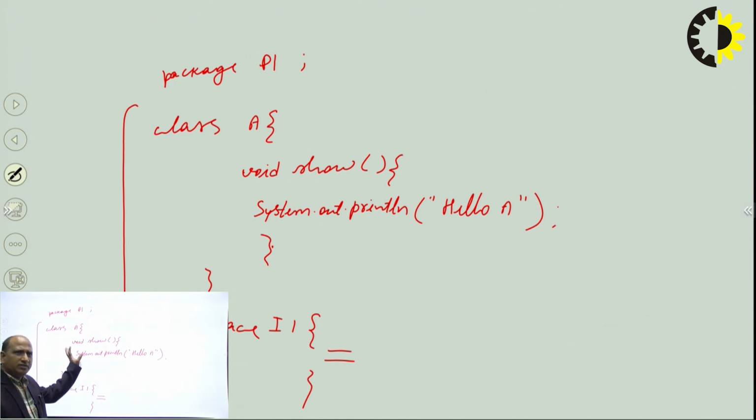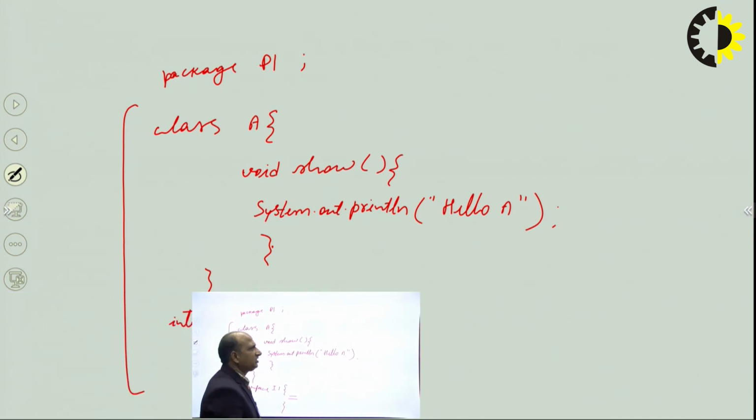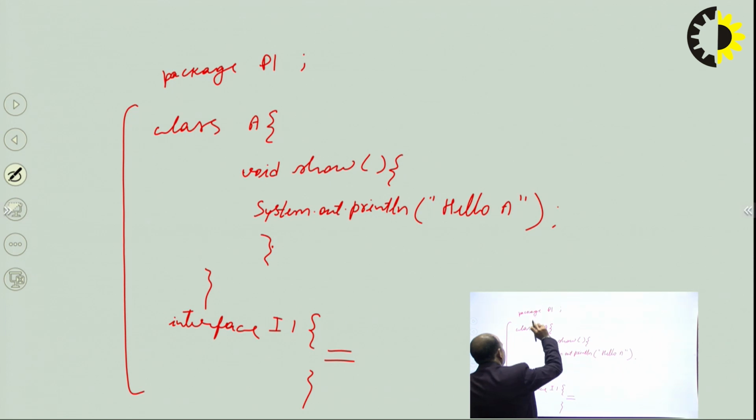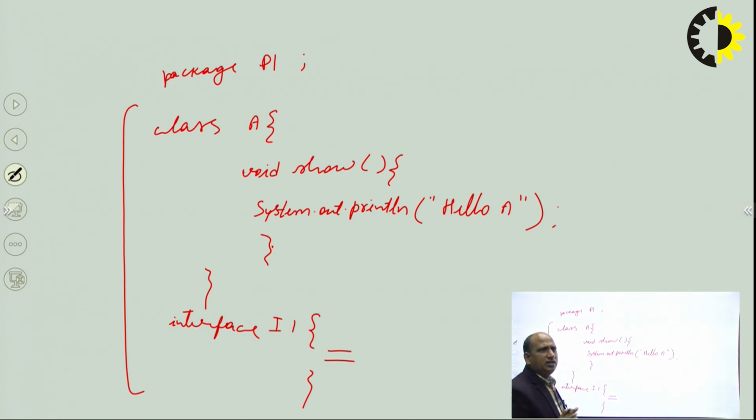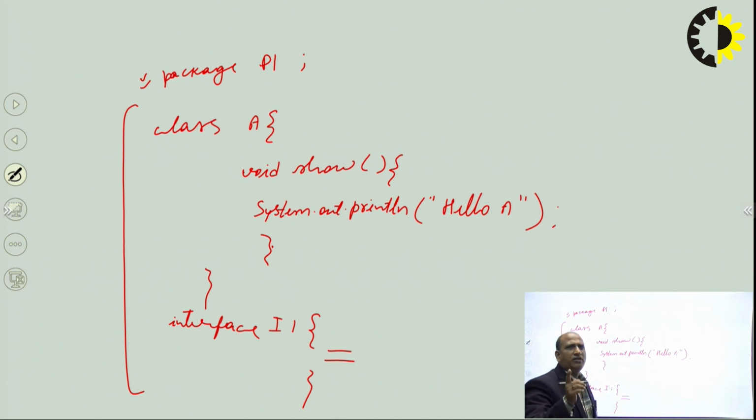Okay, this way you can put classes and interfaces within a package. You must understand that this line, package P1, should be the first line of your code. Then you can put the below code within this package. Now I have created this package.